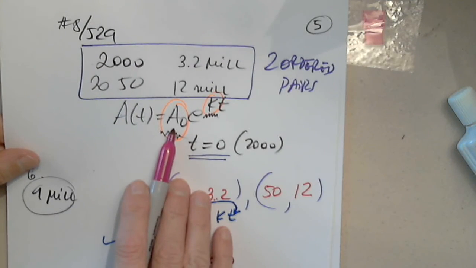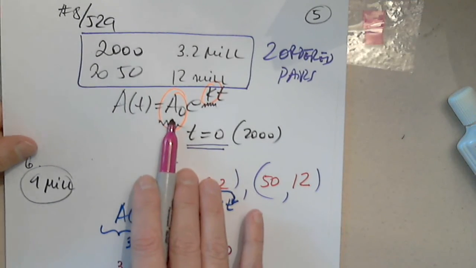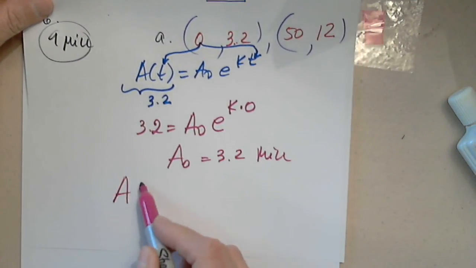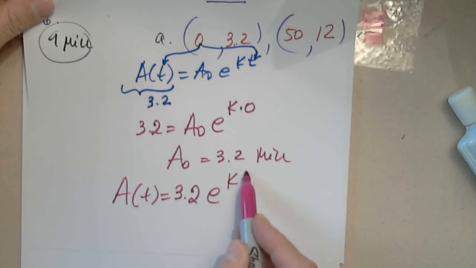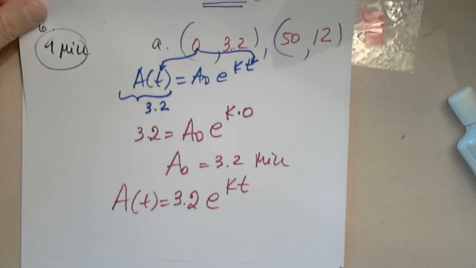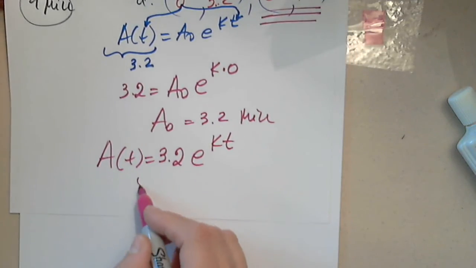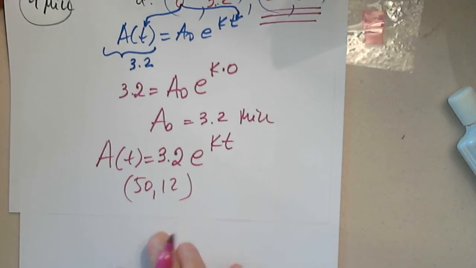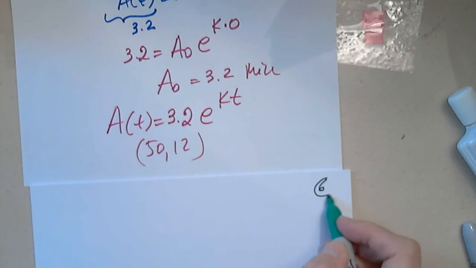I will plug it in. I replace A0 by 3.2. So for now, the model is this: 3.2 e to kt. I am given another point. The other point is 50, 12. Can anyone give us an equation that you get when you plug in 50, 12?